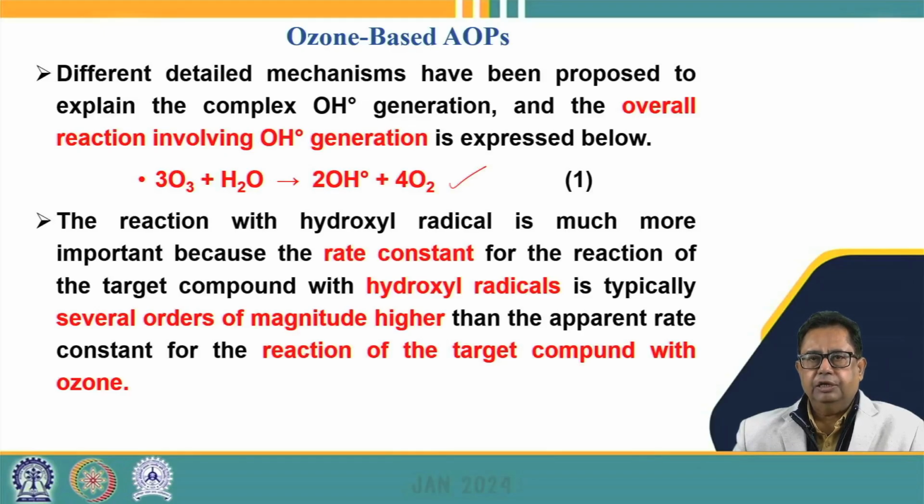The rate constant for the reaction of the target compound with the hydroxyl radicals is nearly several orders of magnitude higher than the rate of reaction of the target compound with the ozone. So that's why it is preferred that hydroxyl radicals are produced during the reaction with ozone, so that the rate of reaction can be enhanced.